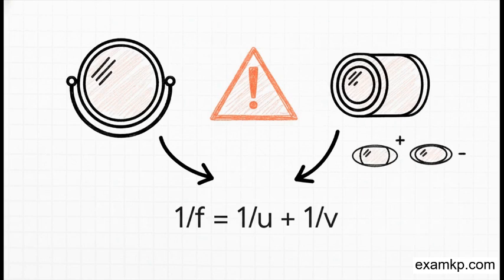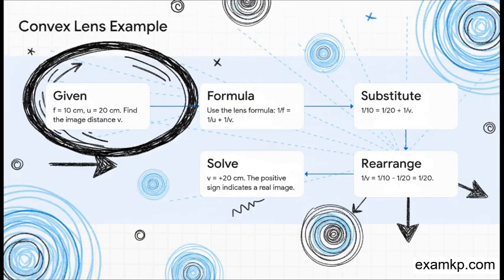But, and this is a very big but, the sign conventions, the rules for when to use plus or minus, are different. For example, a converging lens has a positive focal length, but a diverging lens has a negative one. Mastering these different signs is what will make you stand out. Let's tackle a lens problem together.